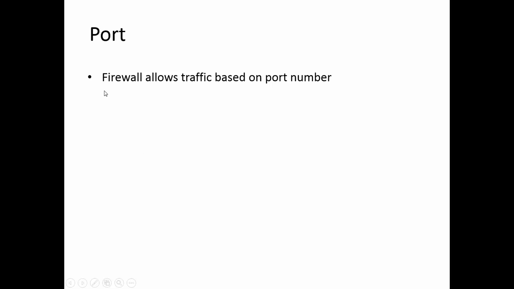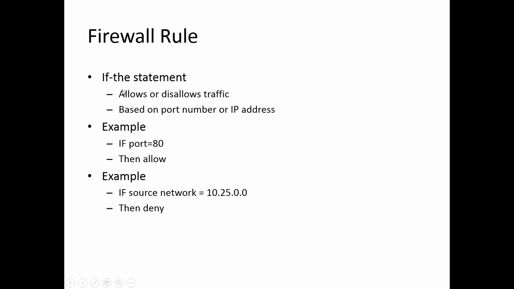A firewall typically allows or disallows traffic based upon port number. So a firewall rule is an if-then statement that allows or disallows traffic based upon port number or upon IP address. Here are two examples. One firewall rule might say, if port number 80, then allow, and that would allow web traffic. Or another rule might say, if source network equals 10.25.0.0, then deny, and that would deny all traffic from that particular network.